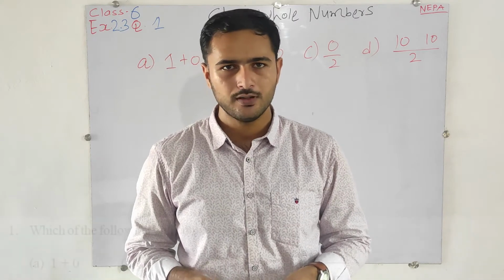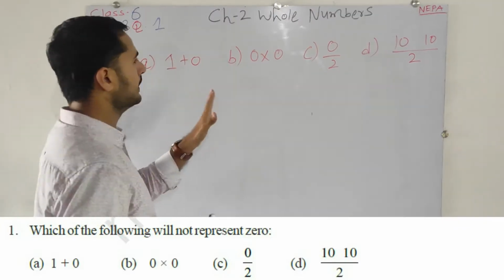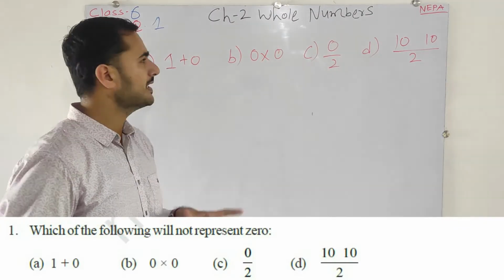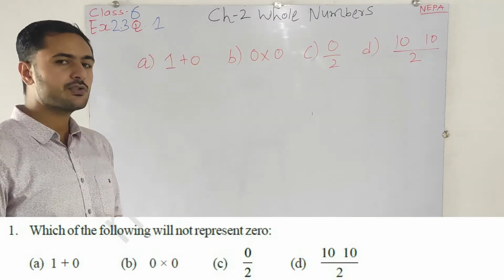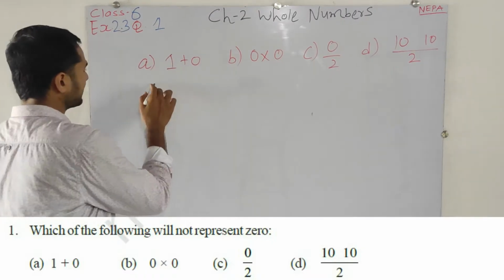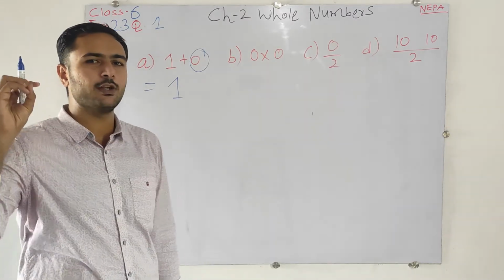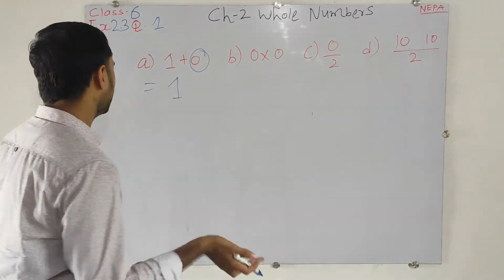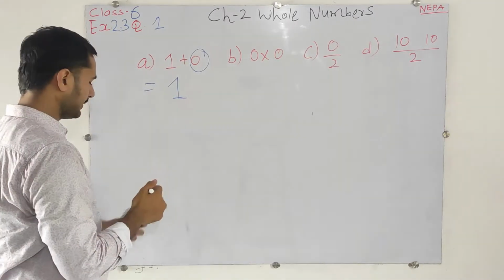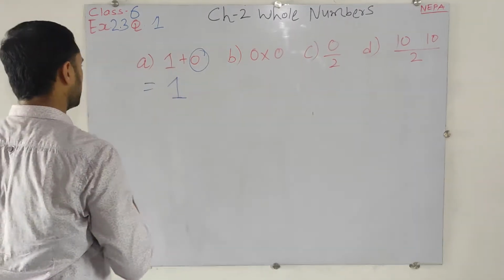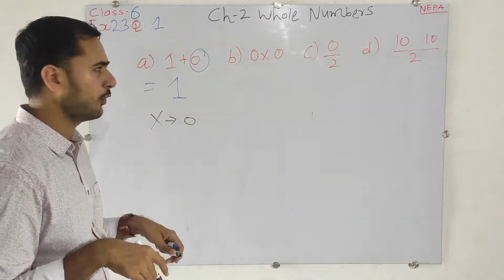Exercise 2.3, question number 1. In that, the first one, we just have to find out which one is not representing the 0 and which one is representing the 0. Let's start with the first one. If we do 1 plus 0, the answer will be 1. And 0 is the additive identity. That's why if we add 0 to any number, that number stays as it is. So here the first one is not representing 0. You have to write it in statement form.